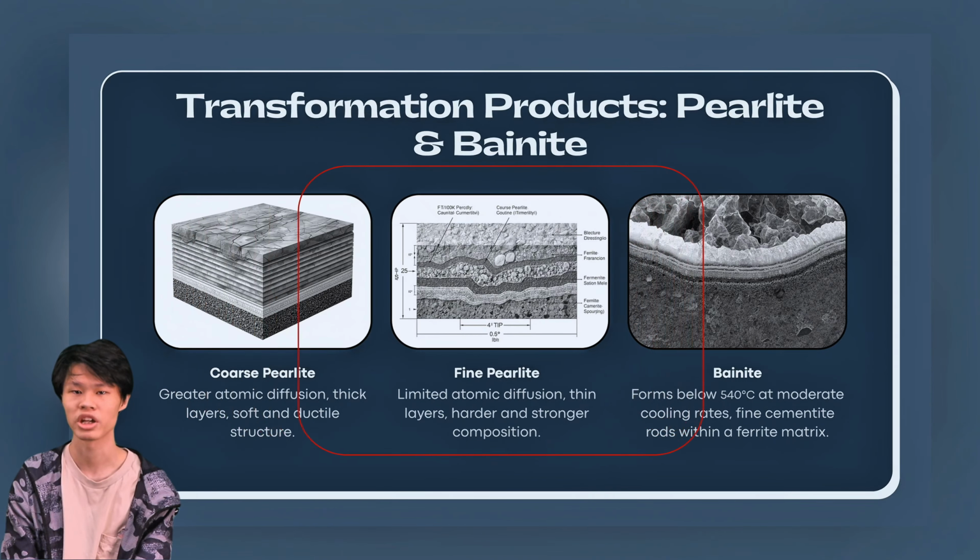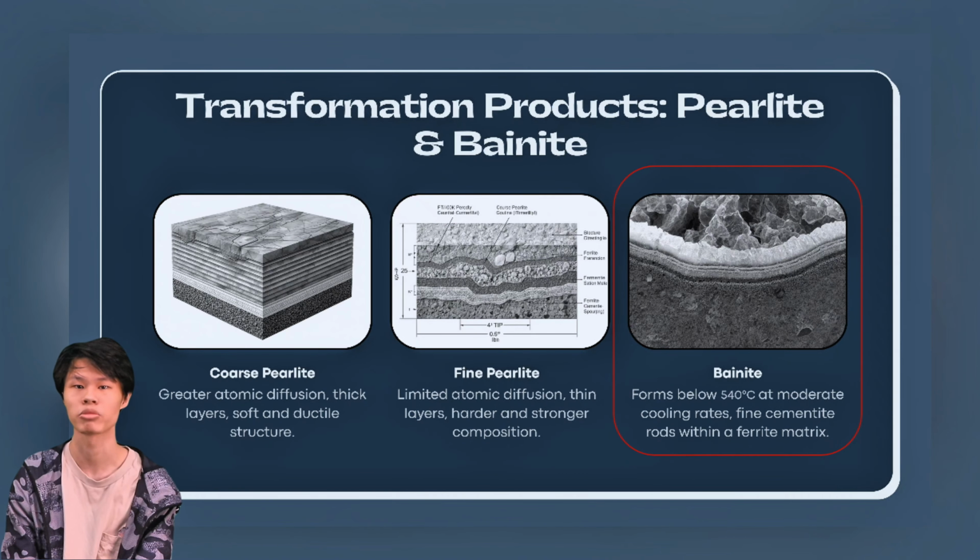The next product is bainite, which forms at below 540 degrees Celsius. Its structure is fine cementite rods within ferrite strips. It is finer than pearlite, so it is stronger than fine pearlite. It also forms at moderate cooling rates.